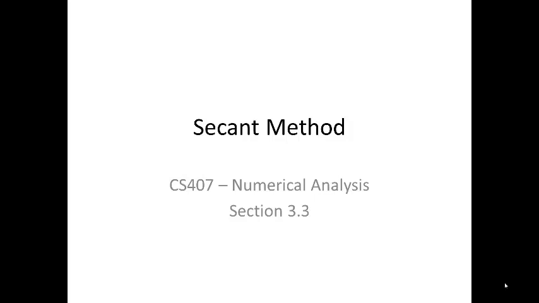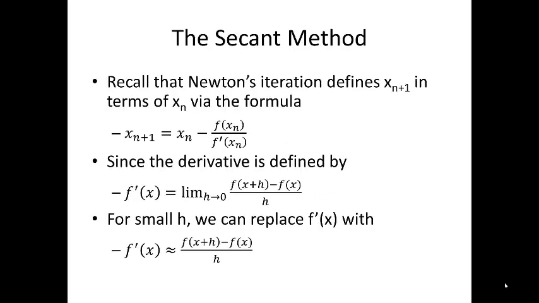So let's begin by taking a look at Newton's method. And you'll recall from last lecture that Newton's iteration defines x_{n+1} in terms of x_n, using the formula x_{n+1} is equal to x_n minus f(x_n) divided by the derivative of f taken at the point x_n.